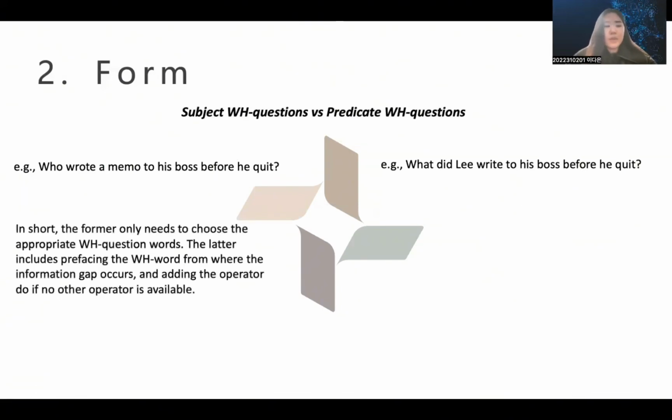For example, in the subject WH question, the former only needs to choose the appropriate WH question word. The latter includes prefacing the WH word from where the information gap occurs and adding the operator do if no other operator is available.